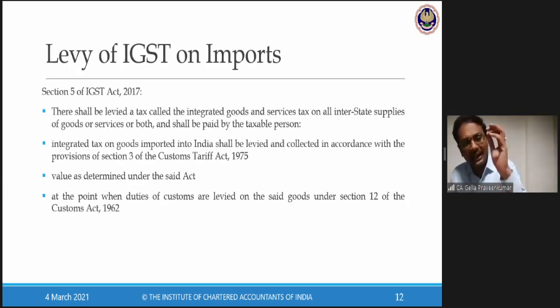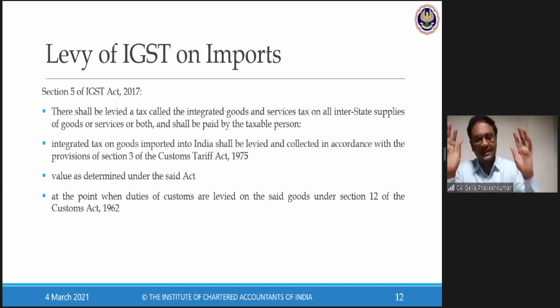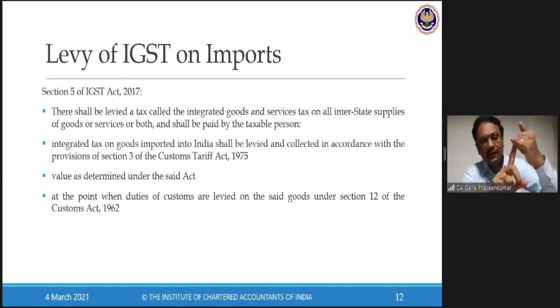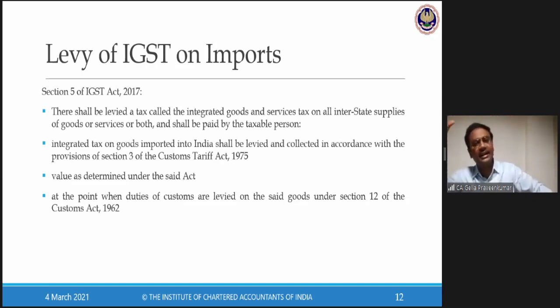Now, question comes here. Should I pay only IGST or should I pay even compensation cess? I draw your attention: the rate of tax under IGST, and the compensation cess defined under IGST, wherever it is applicable, the same tax is paid under customs law.